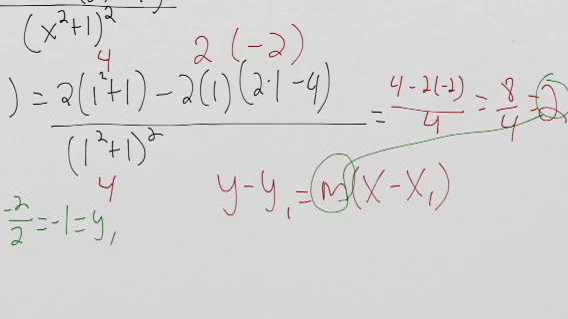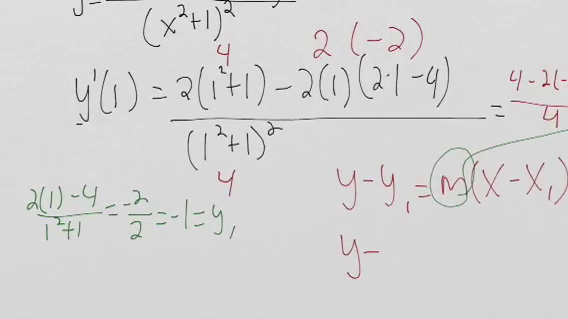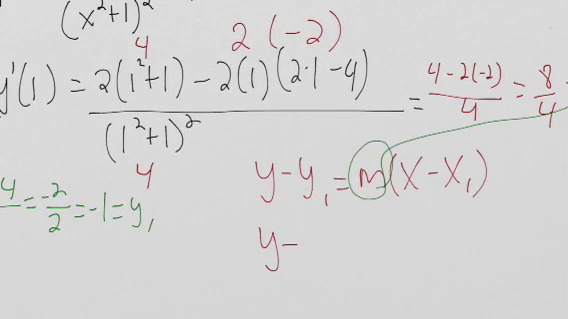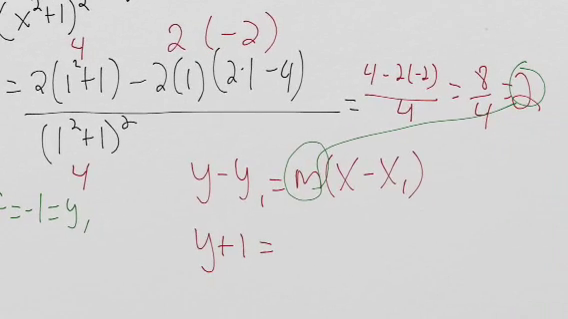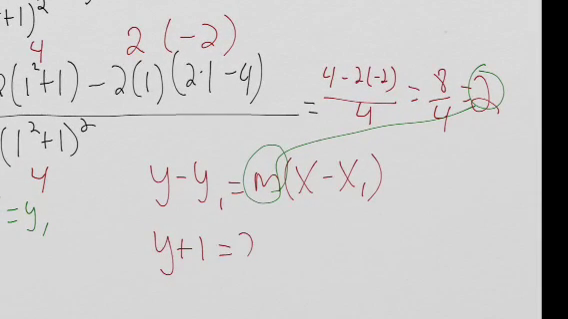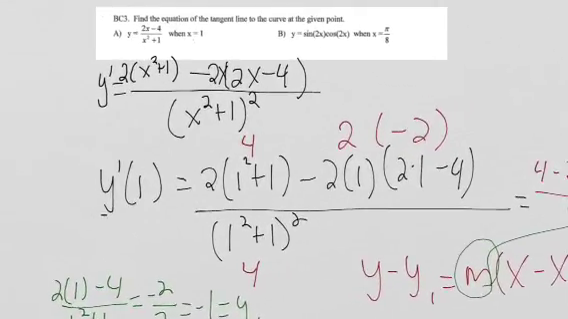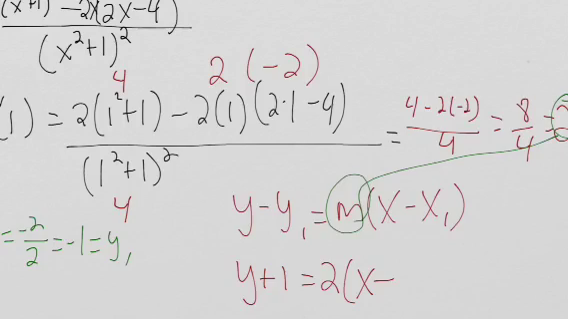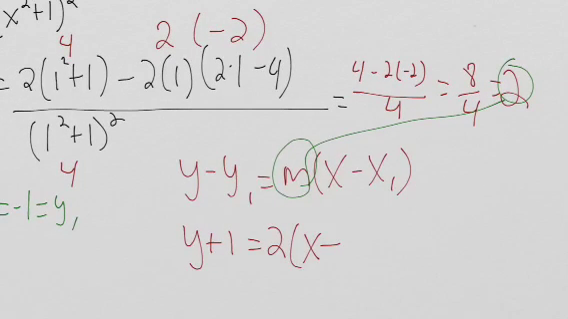So our final answer then is y minus, what do we get for y1? We got negative 1, so it's y minus negative 1, which is y plus 1. And then our m value was 2 times, and then we do x minus x1. x1 in this case was 1. So then this is the final equation of our tangent line.